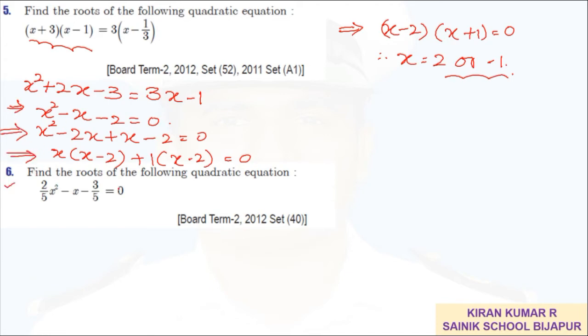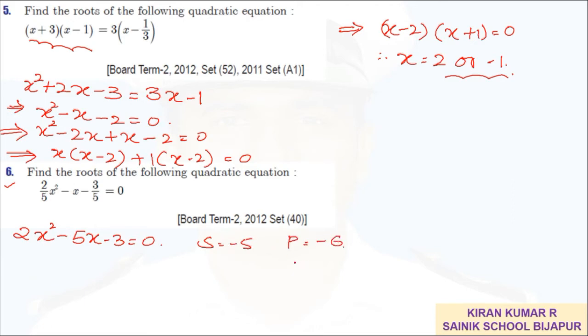Question number 6. Find the roots of the following quadratic equation. Here the equation contains a fraction. It's always better that I make it a simple quadratic equation just by multiplying by the LCM of the denominators. Here the denominator is 5. If you multiply throughout by 5, the equation turns out to be 2x square minus 5x minus 3 equal to 0. Here you see the sum we have to get is -5 and the product we have to get is -6.